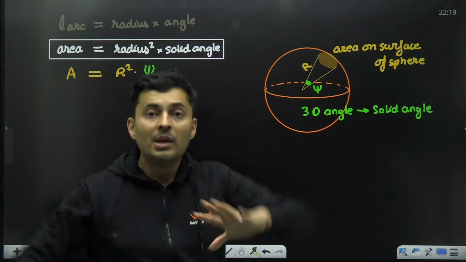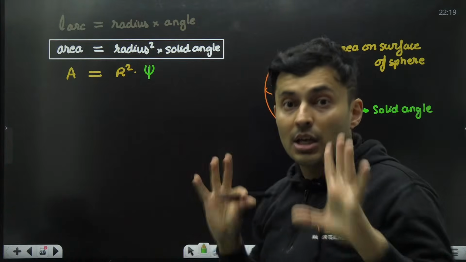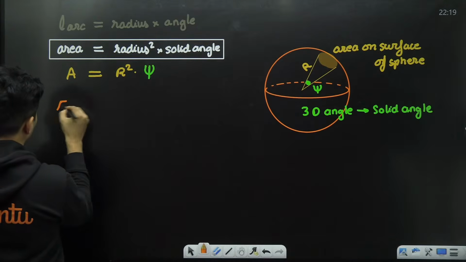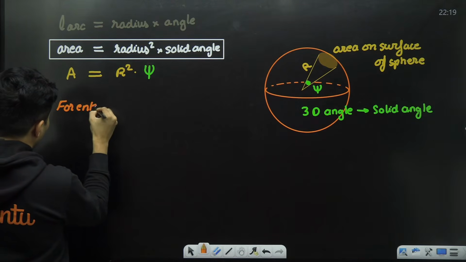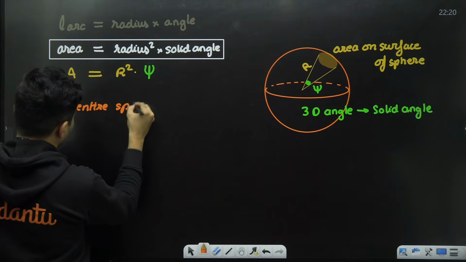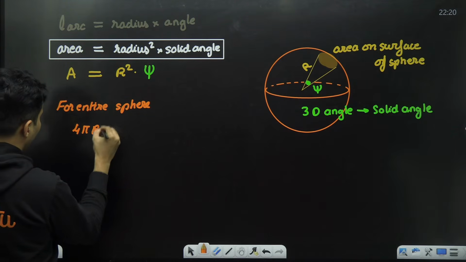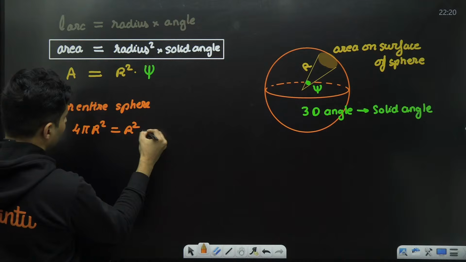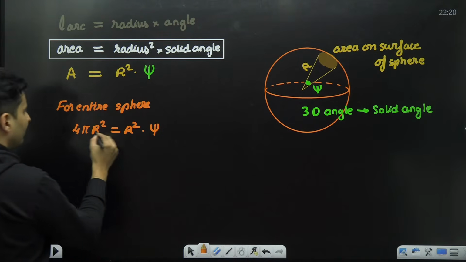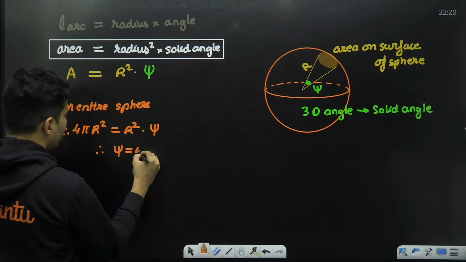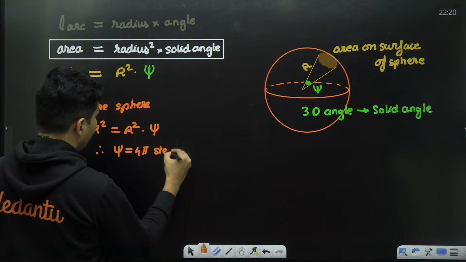Now, if you take the complete sphere, observe this, for the entire sphere, the area is basically 4 pi r square. R is R only, psi is psi. R square cancels. What will you get? Psi is basically 4 pi steradian.